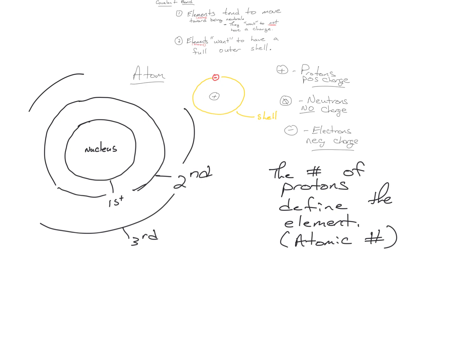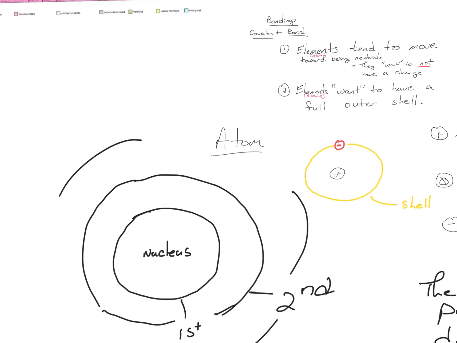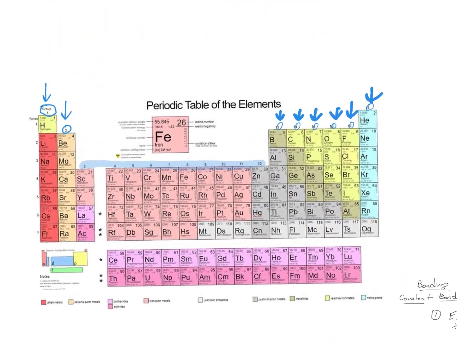If it had 3 protons, it'd be lithium. If it had 8 protons, it'd be oxygen. Well, how do I know the numbers? Well, first of all, I'm an old man. I've been doing this a long time. But if you want to know what element you have when you're given it, you look on the periodic table.